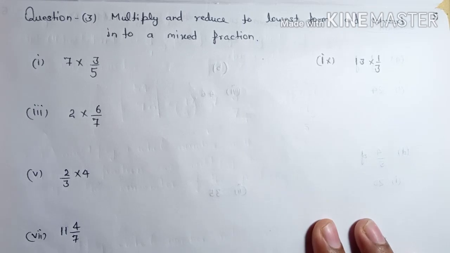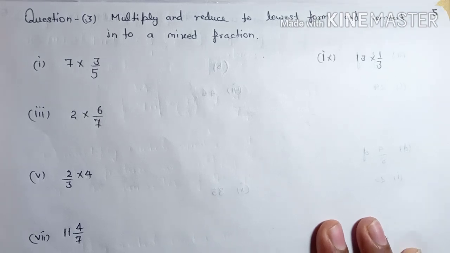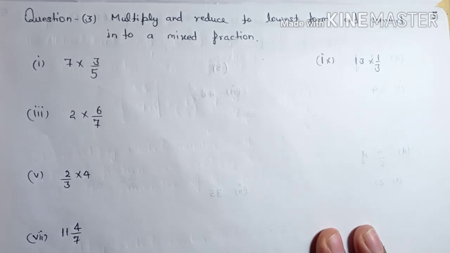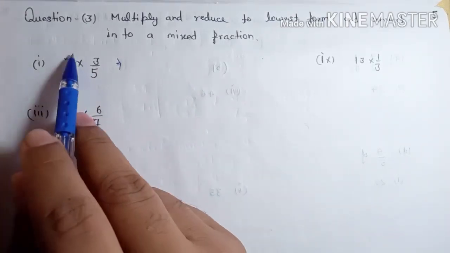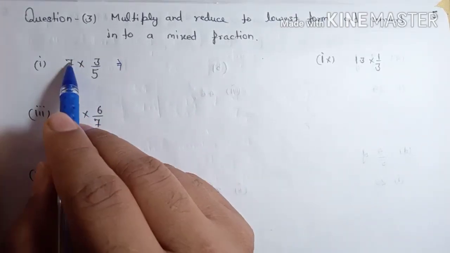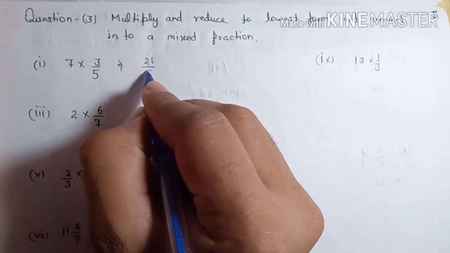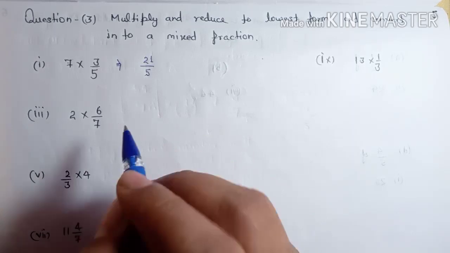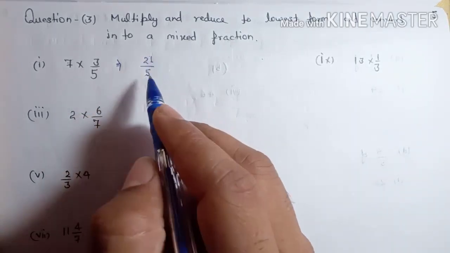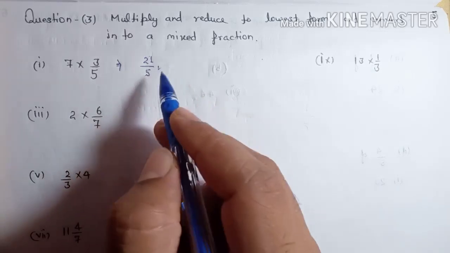Students, we have to multiply a whole number and a fraction in this question. Multiply and reduce to lowest term and convert into a mixed fraction. Reduce to lowest form. So I will show you how to do this. This is 7 into 3 upon 5, multiply this whole number into the numerator. So 7 times 3 is 21, and we have to write the same denominator, you know that. So write here 5. So now tell me, is there any number which can divide this numerator and denominator? That is only 1. So this is in the lowest form of the fraction.